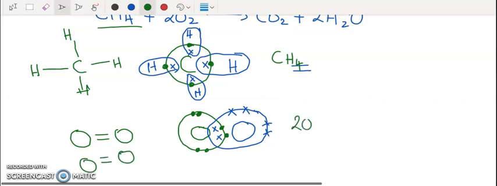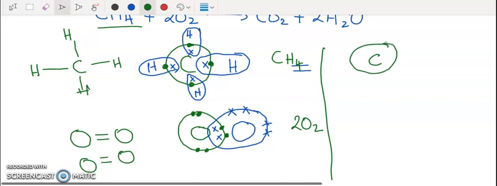So this is for 2O2. Now we're going to take a look at carbon dioxide. For carbon dioxide, carbon has 4 electrons in its outermost shell. So we're going to represent those. And oxygen needs 2 electrons, so I'm going to bring this in. I'm going to do a cross here.